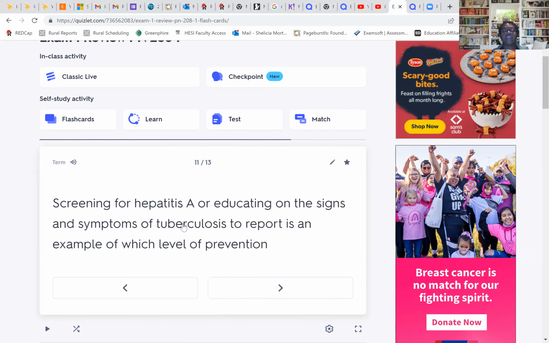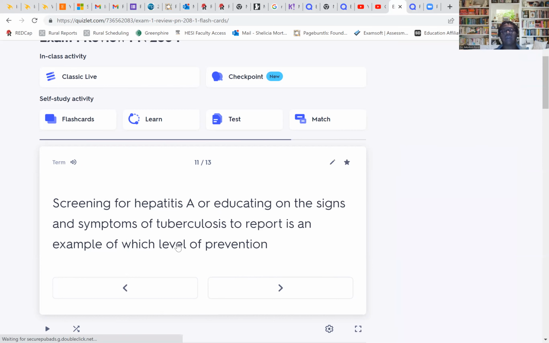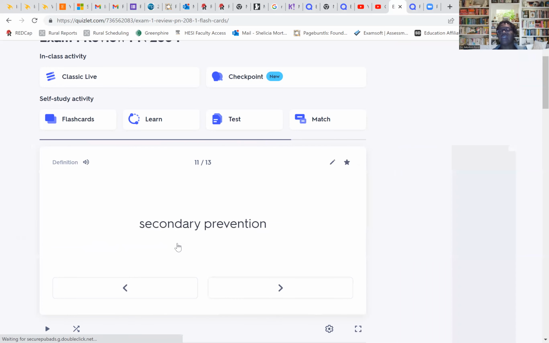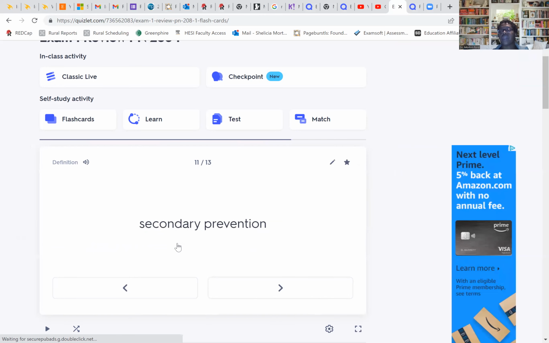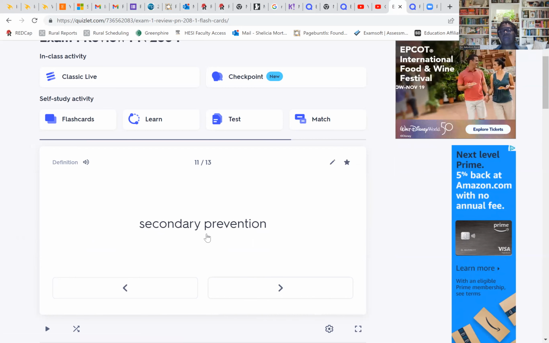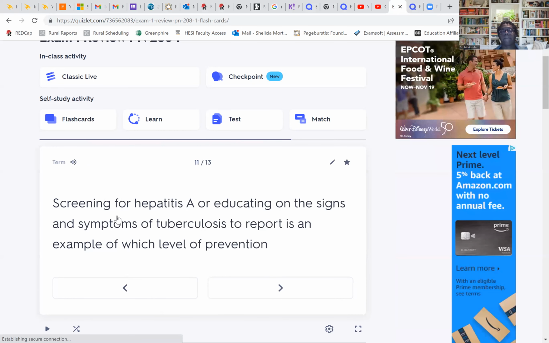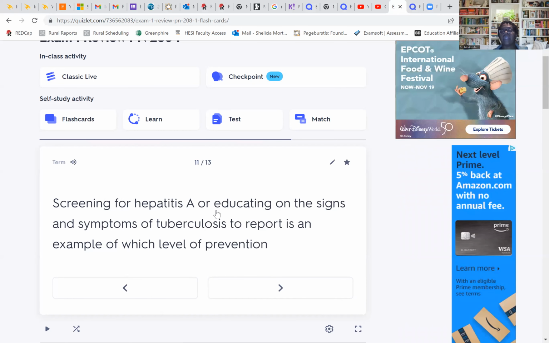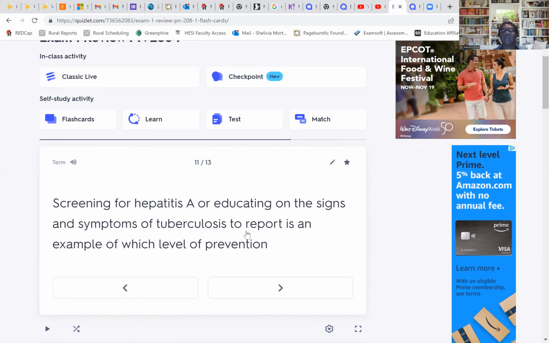Which level of prevention is this? Screening for hepatitis or educating on the signs and symptoms of tuberculosis to report is an example of which level of prevention? Secondary. Remember, we're screening or detecting for secondary prevention. So we're screening for hepatitis or educating on the signs and symptoms of tuberculosis.